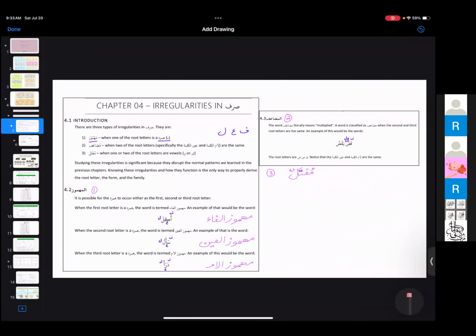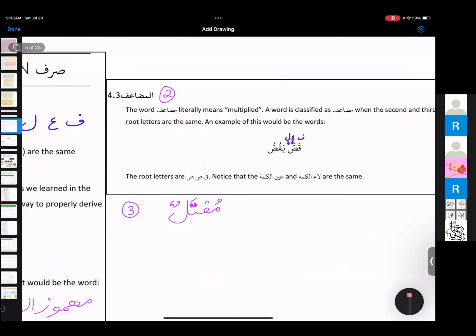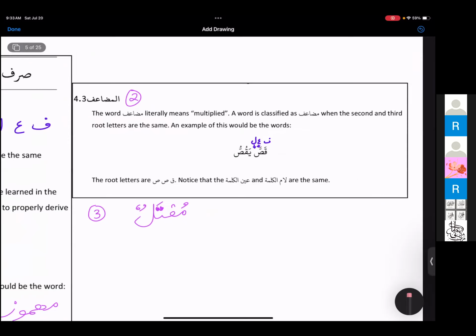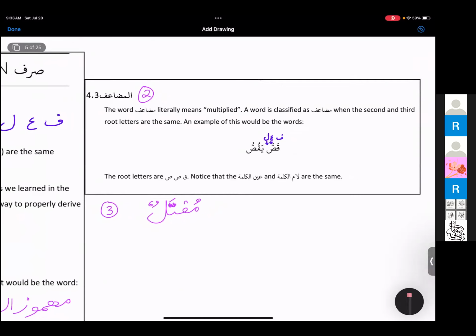So now mudaf. What is mudaf? Mudaf literally means multiplied. A word is classified as mudaf when the second and the third root letters are the same. An example of this is qassa yaqussu. You see s twice, right? So ain kalima and lam kalima are the same. That's why we are going to call that mudaf. Clear? Yes. So that is easy. No further categories in there.